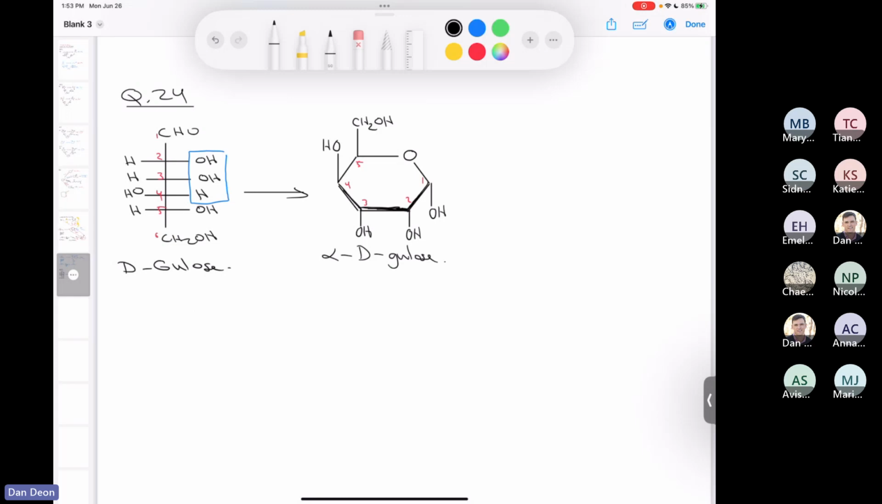Okay? So now if we want to draw a chair, what we're going to do is we're going to draw our chair the best we can.